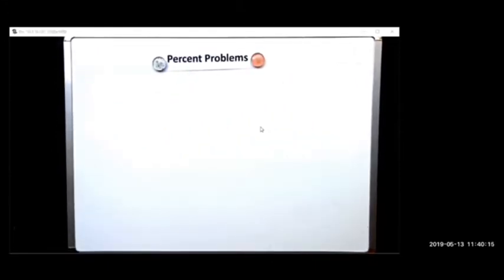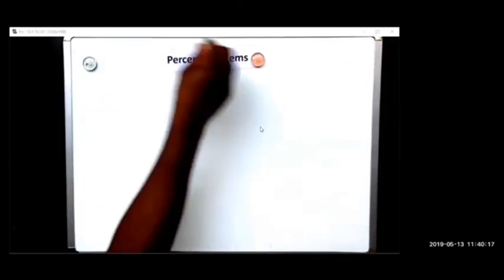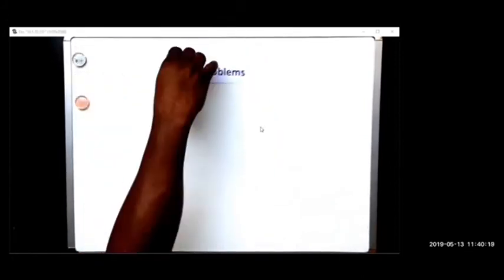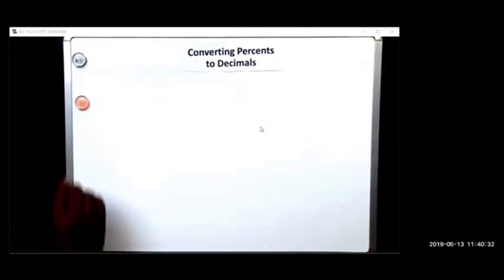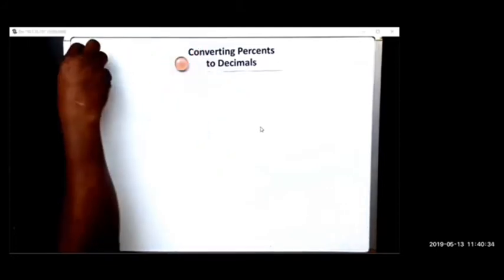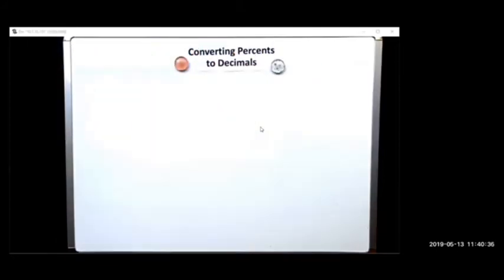Looking pretty good. I think we've done well with these percent problems. Let's move on. I wanted to get through those because those problems have multiple steps. What about when we're converting percents to decimals? Converting percents to decimals.